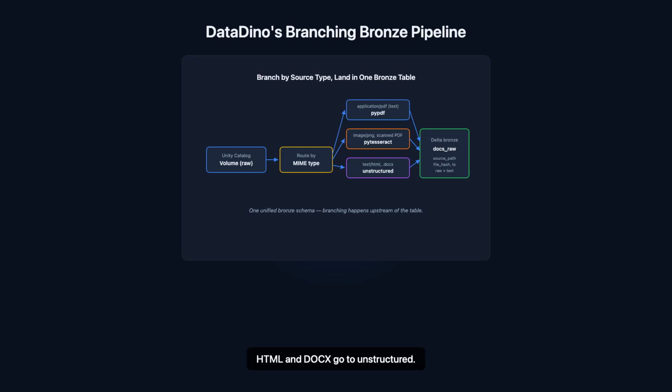All three loaders write into the same Delta bronze table, called docs_raw. The bronze schema is unified: source_path, file_hash, ingest timestamp, the raw bytes, and the extracted text. The branching happens upstream of the table, so anything downstream sees one clean shape.